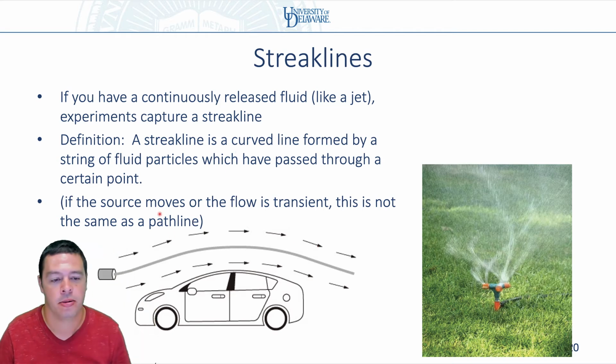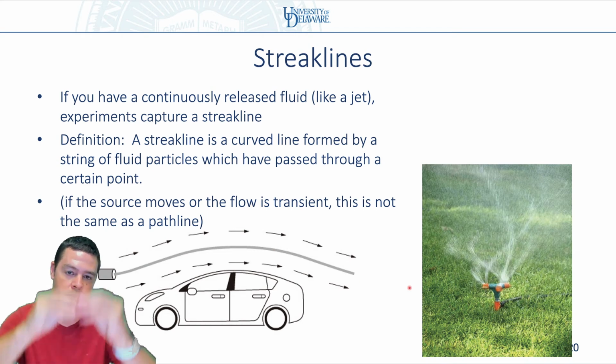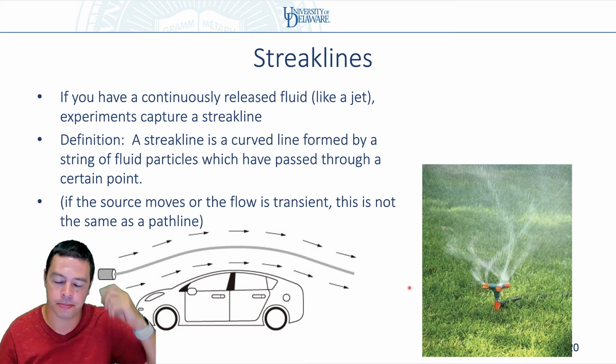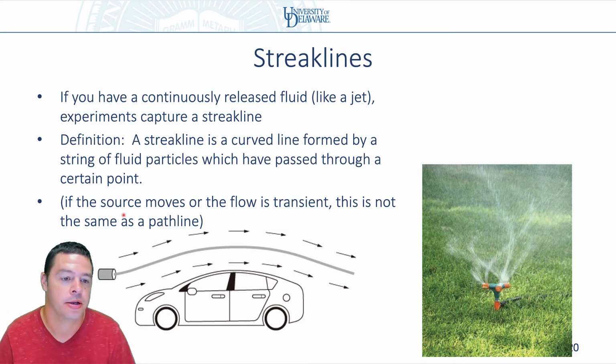The definition is basically a curved line formed by a string of fluid particles, so a connected bunch of fluid particles that have been released or passed through a certain point in the flow. Usually it corresponds to something like, I'm trying to study a flow and I'm going to release, let's say, smoke from a particular point over here. That smoke makes basically a continuous line, and what it looks like at any instant is called a streak line.